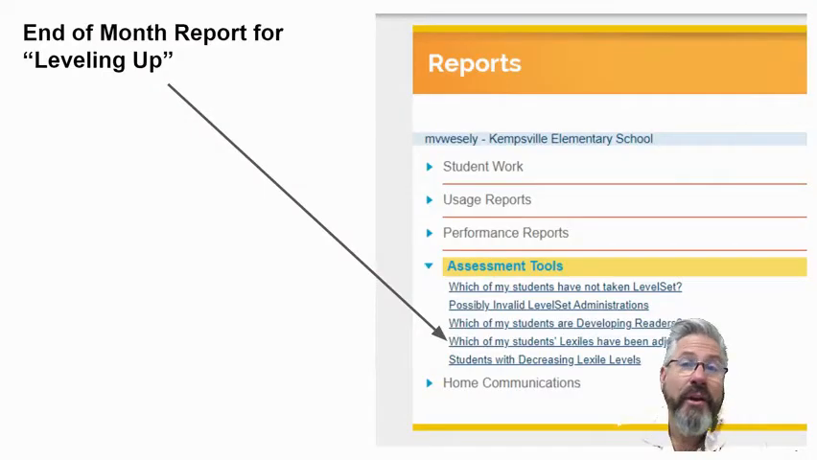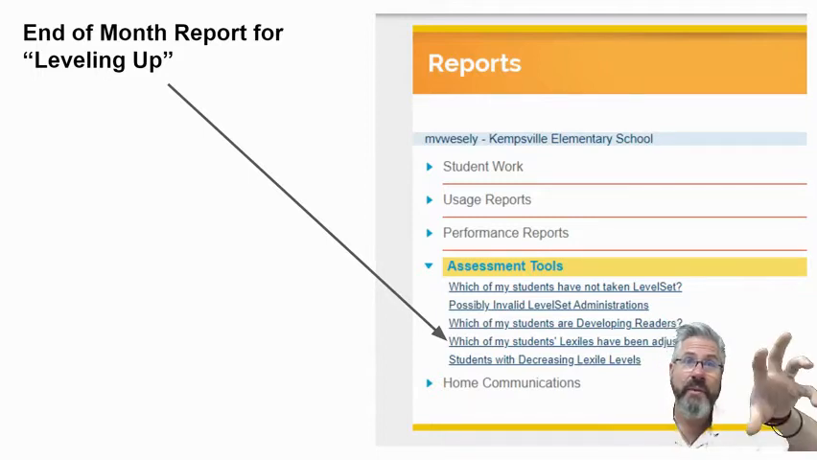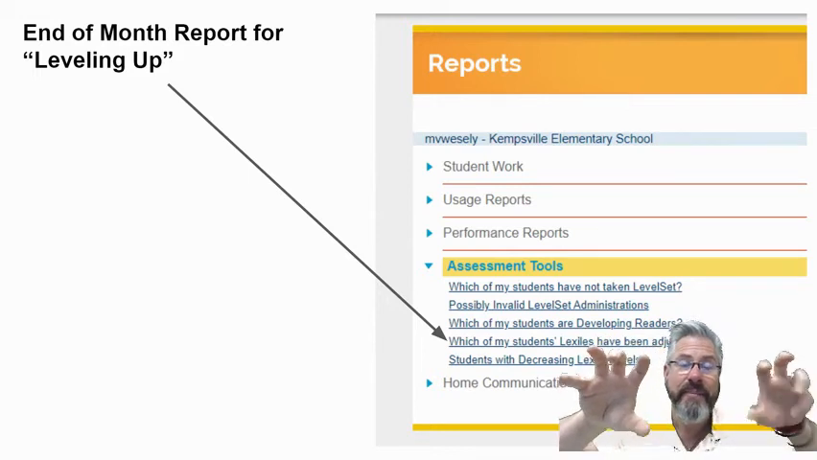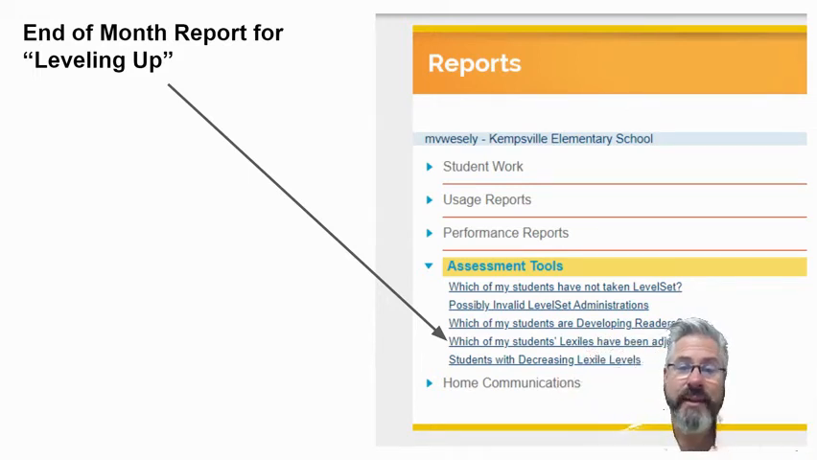And for your end of month report, you usually get a copy of it sent to you. But if you need to open it up to say, okay, here's where they were, here's where they are now, to know their current Lexile, you can just go to the 4th section under assessment tools and see which of my students' Lexiles have been adjusted.